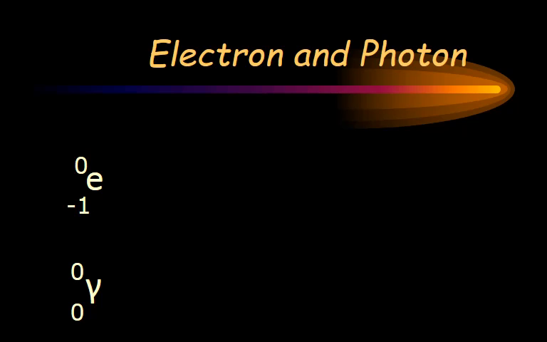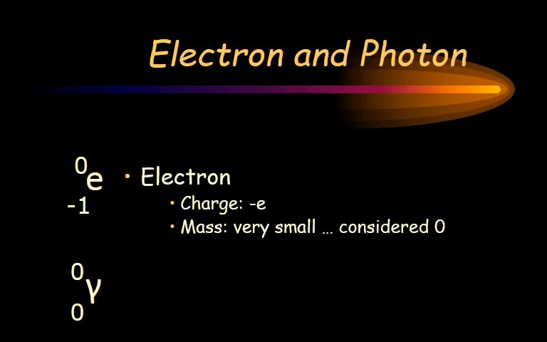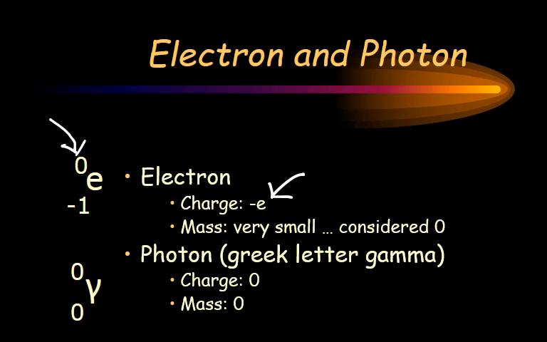For an electron, we know it has a charge of negative e, where e is the elementary charge, and the mass is very small. It's considered 0; really, it's not 0, but it's close to 0. And then gamma, the Greek letter gamma, is for a photon, with no charge and no mass. So we have zeros on the top and bottom for that.